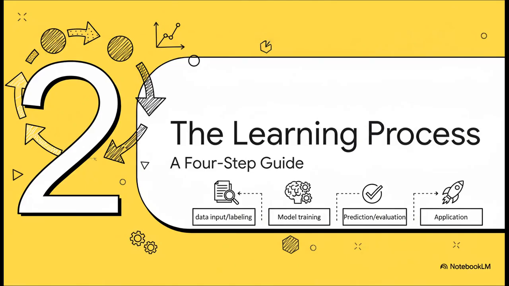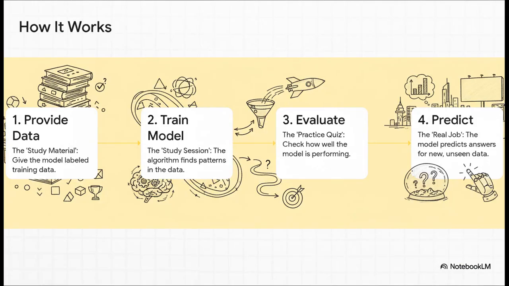So how does this study session actually play out? Well, it's not random at all. It follows a pretty clear 4-step process. First, you've got to give it the study material. That's all your labeled data. Then comes the study session itself, where the model trains, trying to find all those hidden patterns. After that, it's time for a practice quiz to see how it's doing. But here's the most important step, the final test. You give it brand new data it has never ever seen before and ask it to make a prediction. This is where it really proves it's learned something.